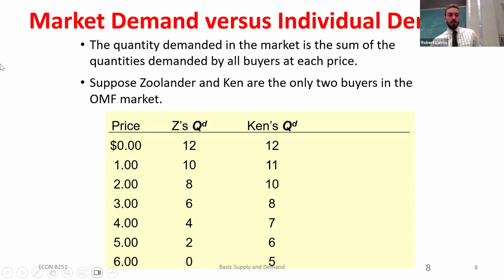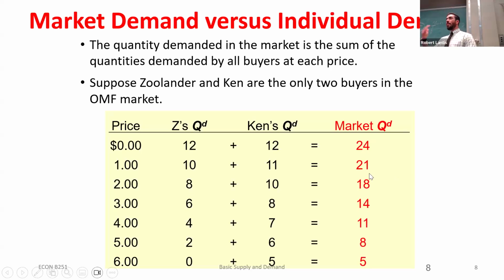If at $1 Zoolander is willing to buy 10 of these drinks, and Ken is willing to buy 11, well, then if the price of these drinks is $1, what's the total demand out there in the market, assuming we only have 2 people in this market, just to keep it simple? Well, 10 plus 11, 21, right? And then what about if they increase the price to $2, what is market demand? Well, one person's demanding 8, the other person's demanding 10, so 18, right? And then so on and so forth. So nothing crazy here, right? To get market demand, all we're going to do is add up every individual demand curve at every single price. Any questions here?